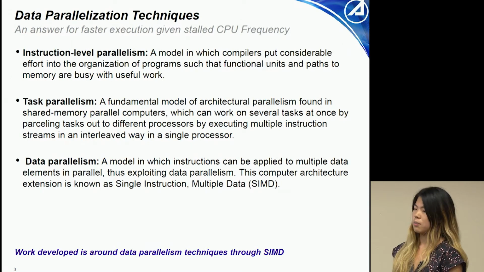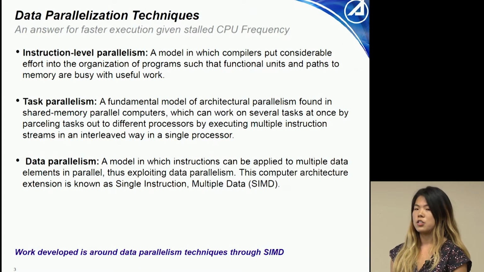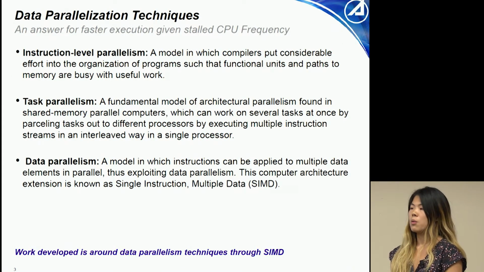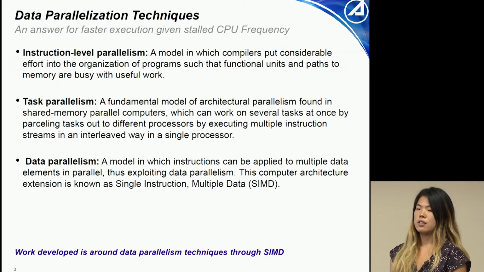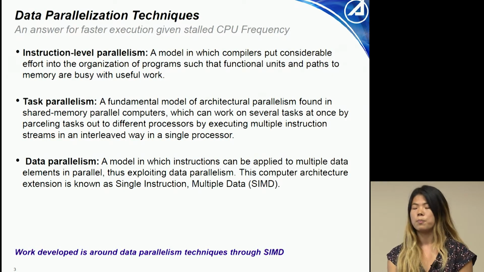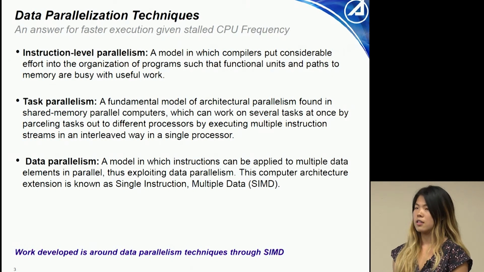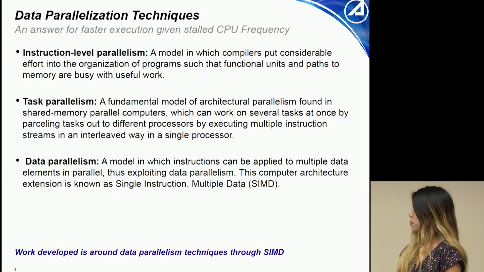Second, we have task parallelism. This occurs in shared memory parallel computers when computers operate multiple instruction streams at once on different processors. And then finally, we have data parallelism. And this occurs when we operate on multiple data elements in parallel. This is also known as SIMD, or single instruction multiple data. And this is the type of parallelism that we'll be focusing on in this work.